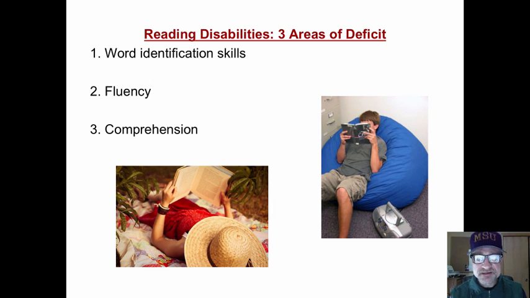What are the deficit areas? It's not good enough simply to say the child is below average. You must define the deficit areas, and there's 3 of them. A child who is a struggling reader usually has trouble with word identification skills, and this is different from phonics.